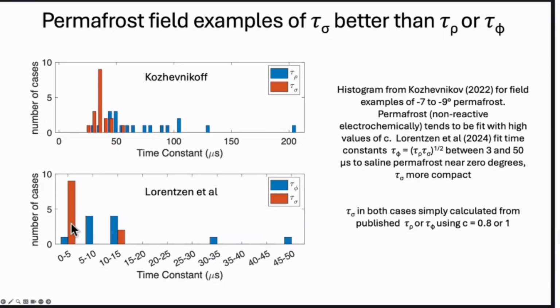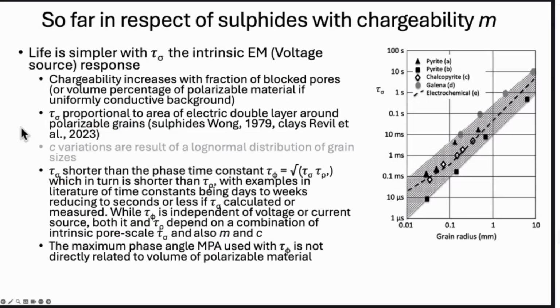This is also true from field data: we should be using T sigma, which is the voltage source rather than the current source. This picture on the right was from Wong's electrochemical model plus lab data, where they looked at T sigma as a function of grain radius, and all the samples fit in very nicely, independent of chargeability. So life is simpler with T sigma.